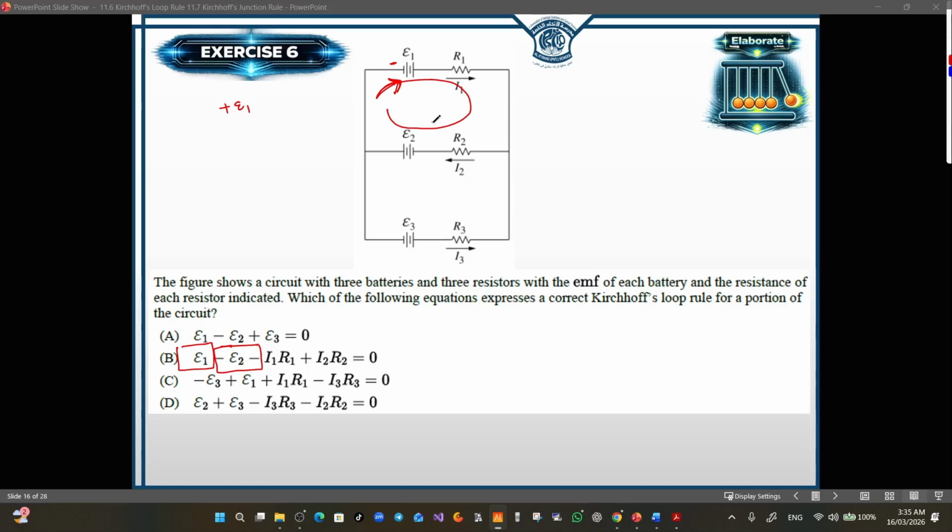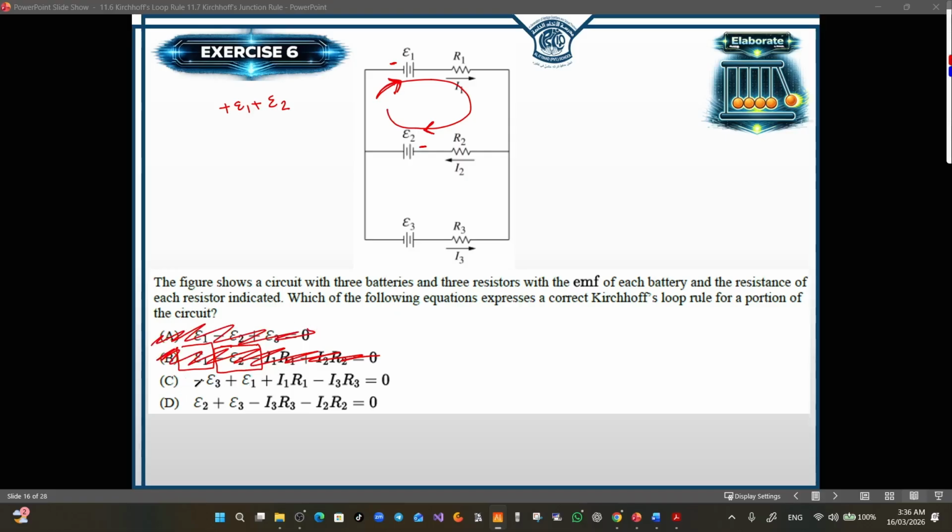So let's find out. When we complete the rotation to E2, we are entering the negative terminal. So E2 should be written with a positive sign, but this is not true for B. B has E1 as positive, but E2 is negative. So no need to evaluate the rest of the potentials. So it's not A, not B.